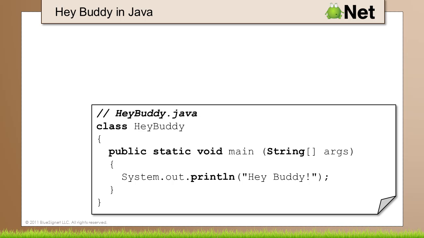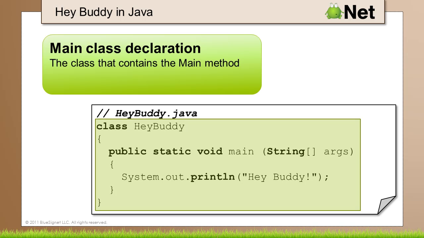Okay, so let's break down what we have here. This is a static void main inside of the class. Open it up and let's sniff around. Any class in Java that has a method that is public and static and void and called main is the main class, the entry point. And there can only be one.